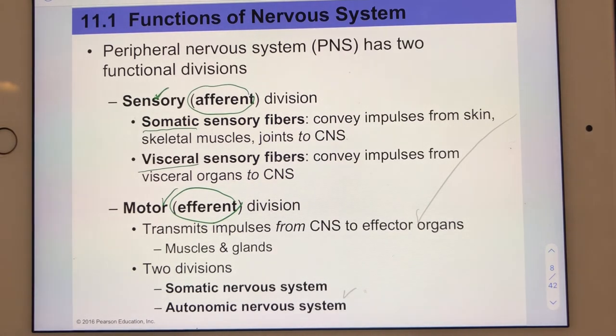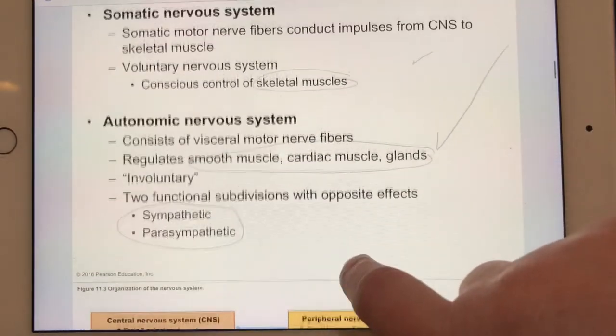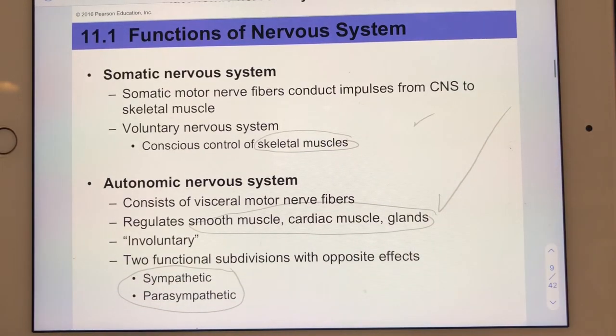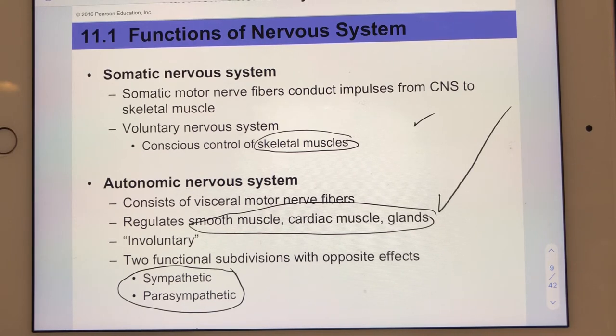Do we already know that the motor division is further divided into somatic and autonomic? Yeah, we did that. Let's look at our next slide. Do we already know that the somatic nervous system innervates skeletal muscles and is therefore willable? Yep. Do we already know that the autonomic nervous system will innervate all other effectors, glands, smooth muscle, cardiac muscle? Yep. And is therefore non-willable? Do we already know that the autonomic nervous system or pathway is further subdivided into sympathetic and parasympathetic? Yes, we did this already on purpose.